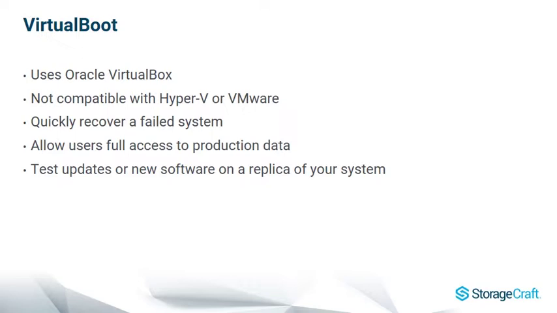VirtualBoot creates a new branch of your backup chain by creating a writable incremental file and a corresponding XSP file. VirtualBoot lets you quickly recover a failed system in a temporary VM, allowing users full access to production data while you rebuild the failed system. Mount a backup image as a VM to verify the restored system functions properly, or use VirtualBoot to test updates or new software on a replica of your production system without affecting the live production data.